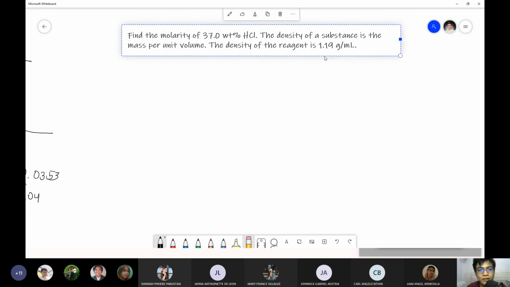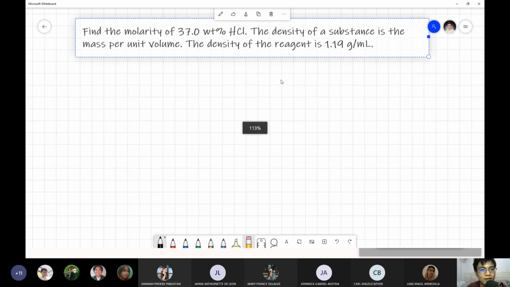Pasensya na, pangit yung font talaga dito. Hindi siya nagagandahan eh. Anyway.